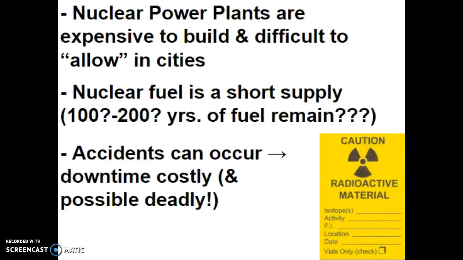We've learned also that accidents can occur, that downtime can be very costly and possibly deadly. We have learned from mistakes, but that doesn't mean that those mistakes or accidents, whether it be human error or machine error, won't happen. And every nuclear power plant has a contingency plan and a plan of action for when things go wrong, but they're never foolproof.